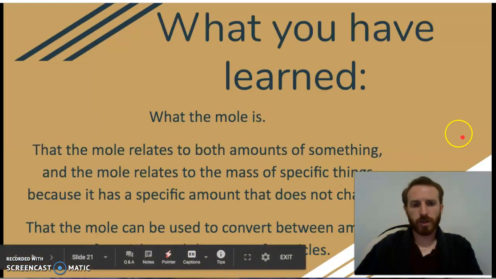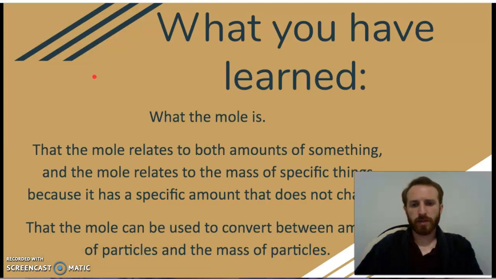So what you've learned in this section, what the mole is, that the mole relates to both amounts of something, and the mole relates to the mass of specific things because it has a specific amount that does not change, aka Avogadro's number. There's always 6.02 times 10 to the 23rd things in 1 mole of it. But then you also learned that the mole can be used to convert between the amount of particles and the mass of particles.